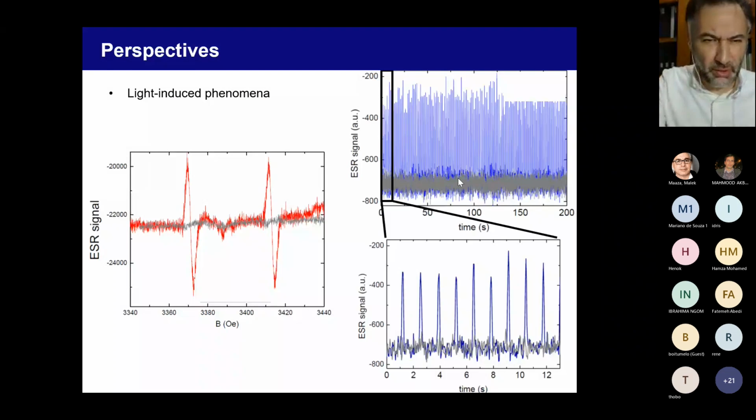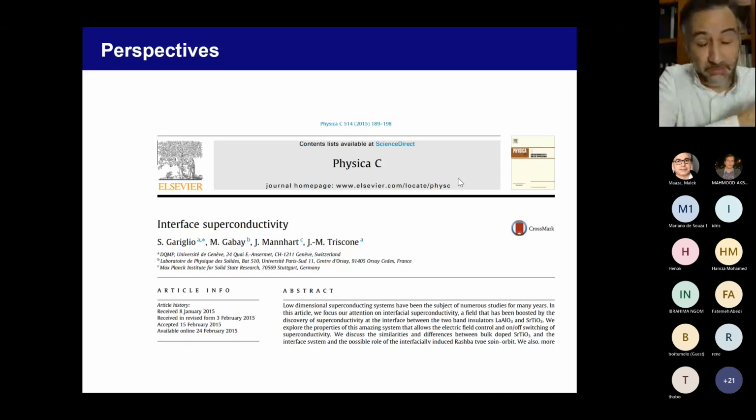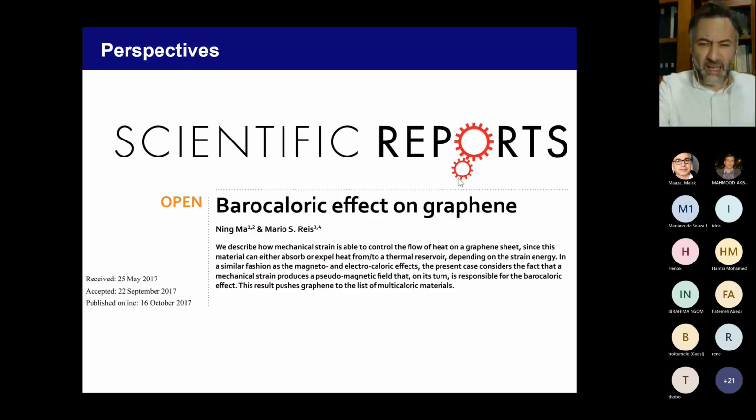Perspectives: we have worked also on light-induced phenomena in silicon. I will skip this. Just to mention, because part of this audience has been working in nanophysics or related phenomena at the nanoscale, I want to mention that there are some recent studies considering the manifestation of superconductivity in interfaces, as well as the possibility of realizing the barocaloric effect in graphene, as I described before, which can be quantified by the Grüneisen parameter.